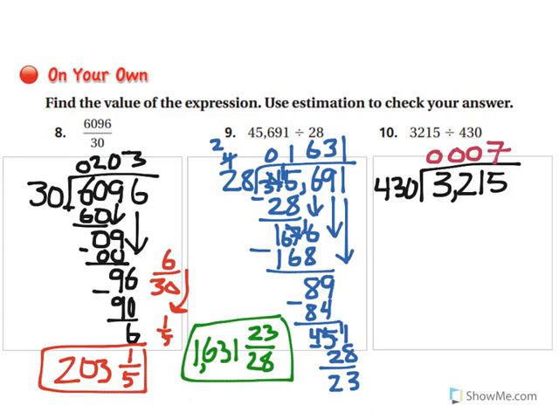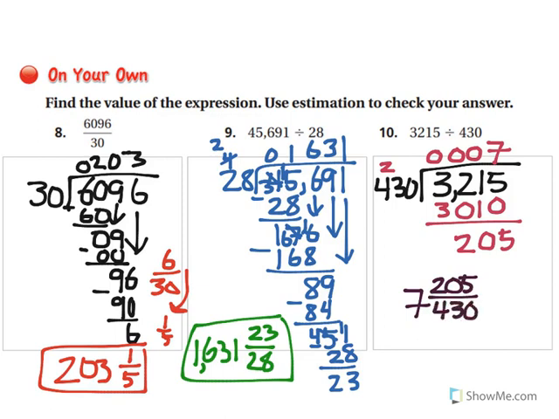We'll start there. 7 times 0 is 0. 7 times 3 is 21. Carry my 2. 7 times 4 is 28 plus 2 is 30. 5 minus 0 is 5. 1 minus 1 is 0. 2 minus 0 is 2. So I have a remainder of 205. So I'm going to get 7 and 205 over 430.